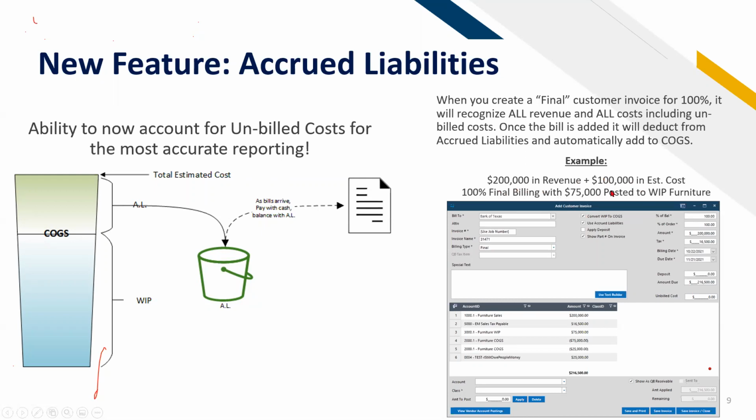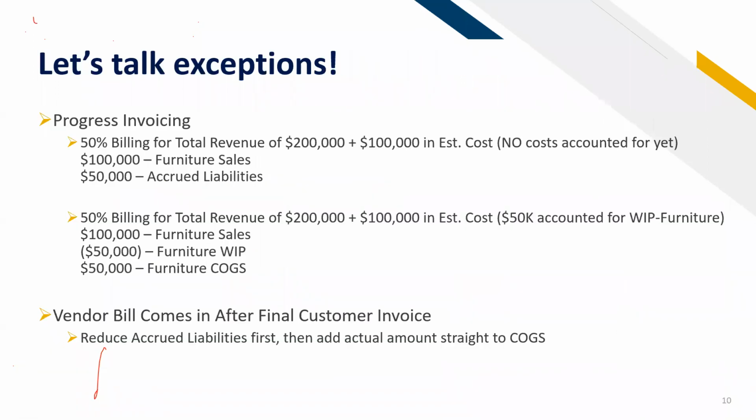So the WIP COGS feature is still going to work out the same exact way, but maybe I've already got $75,000 posted to WIP. So there's still $25,000 in estimated cost that I'm not accounting for. So what it's going to do is just post that to your accrued liabilities account. When we add the vendor bill in, it's just going to deduct from the accrued liabilities and automatically add it to your cost of goods sold. Hopefully that makes sense. In a nutshell, we're just accounting for unbilled costs.